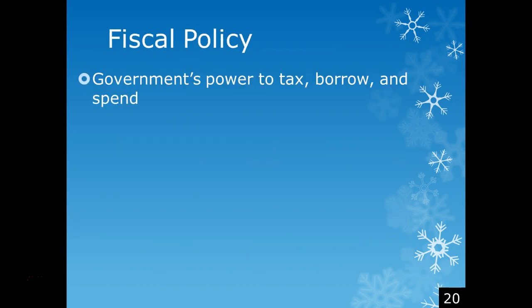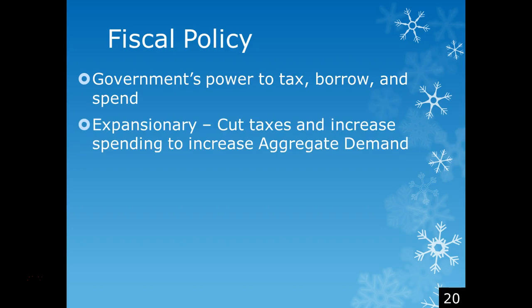Fiscal policy is the government's power to tax, borrow, and spend. An expansionary fiscal policy is when the government cuts taxes and increases spending so that there's more aggregate demand, because that helps create jobs. If there's more purchases being made in an economy, then businesses hire more people to keep up with those purchases. But because there's more buying in the economy, it increases prices. If a bunch of people are trying to buy stuff, then the sellers will increase their prices.